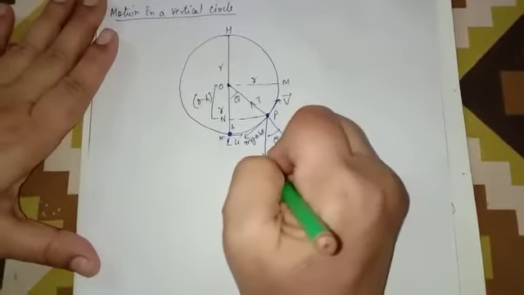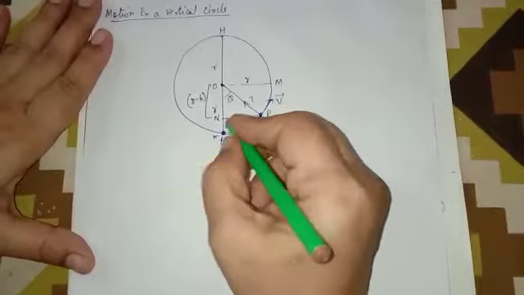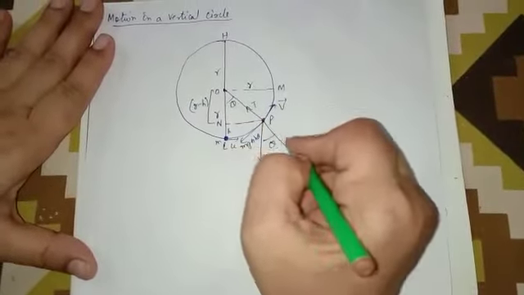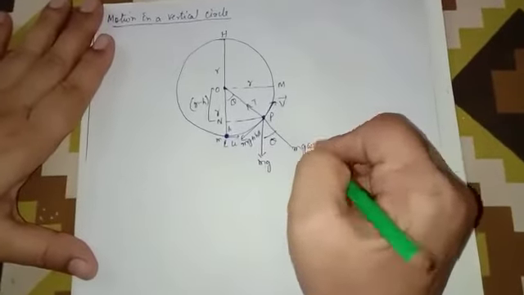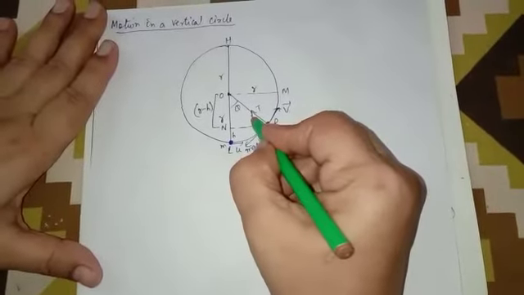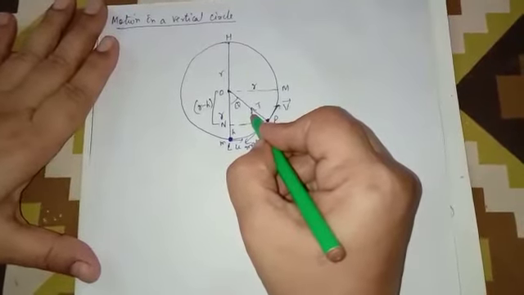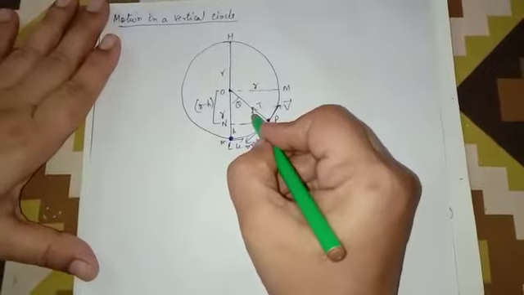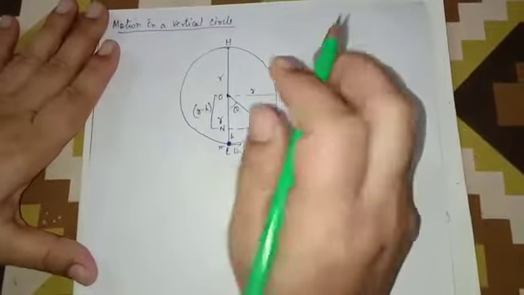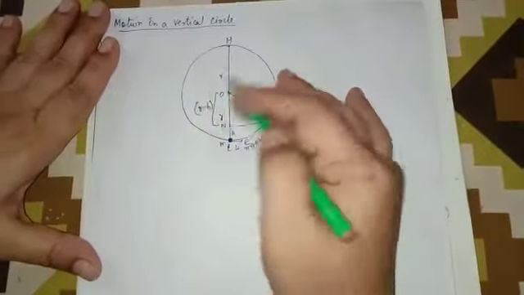This weight mg is divided into two rectangular components, mg cos theta and mg sin theta, and this angle is a straight angle because it is a straight line. T is the tension in the string, and this tension in the string will allow the body to move in a circular path with the help of the centripetal force. Right? So this is the concept of the vertical circle.